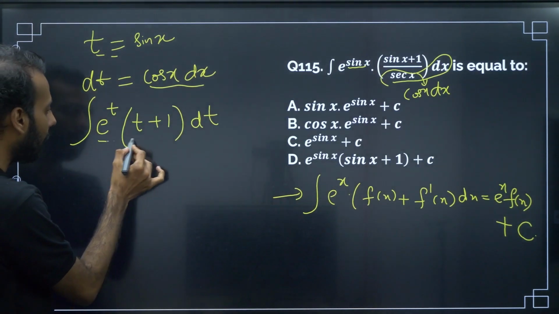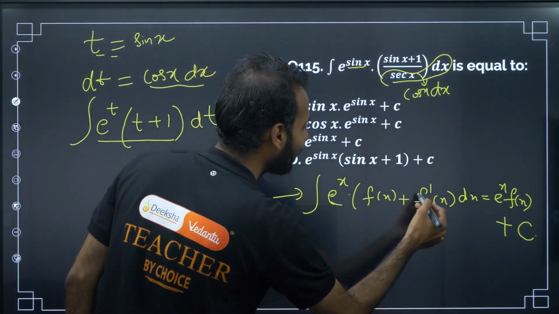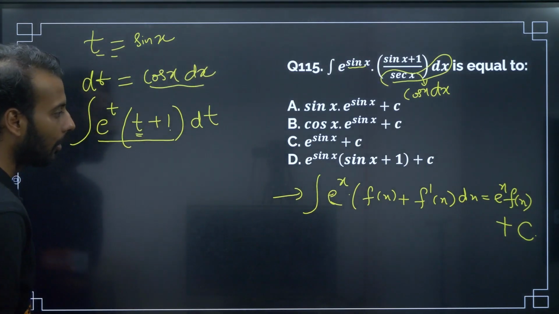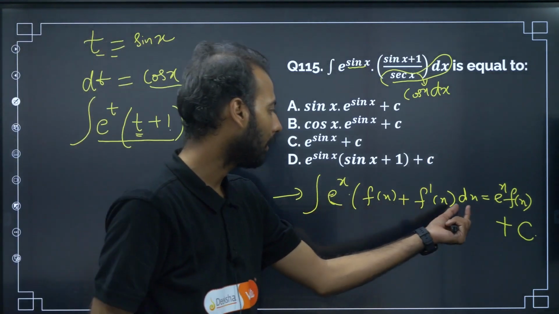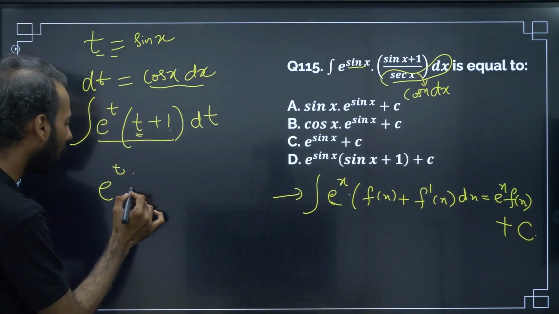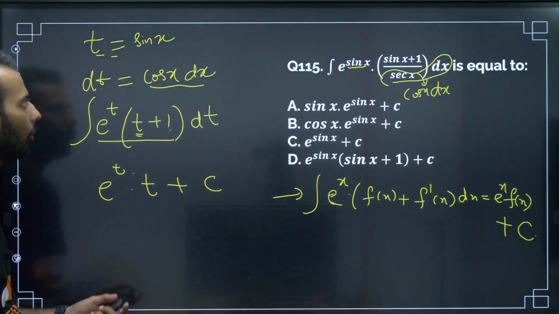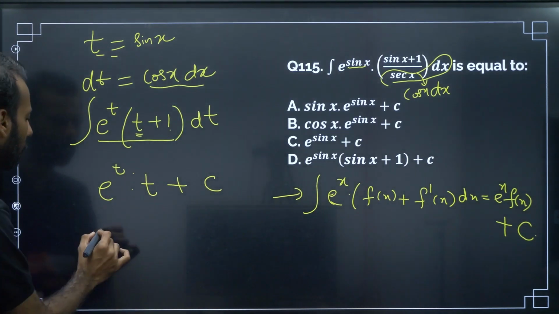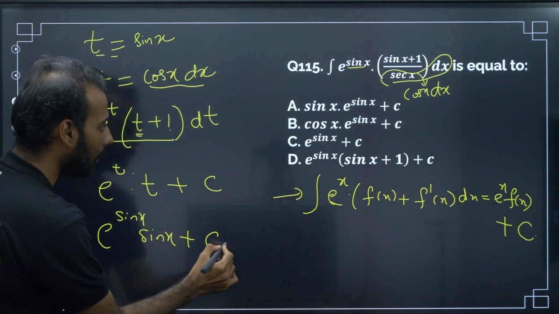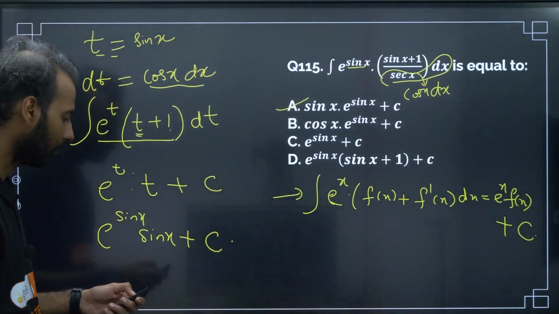Now you relate this with this standard integral. See here, e raised to x, one function and its derivative are available. So we have to write e raised to x and f of x, that function. So e raised to t dot t plus c. We don't want this t because we have only assumed it, so we'll go for resubstitution. e raised to sin x plus c. A is the answer. Moving on to the next question.